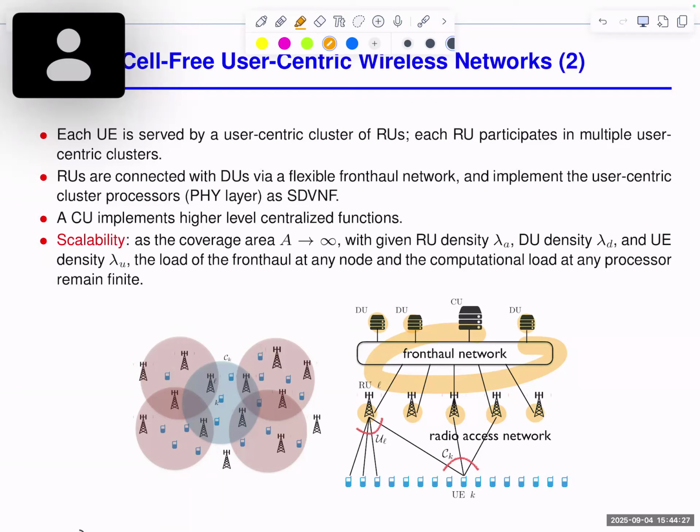A fundamental concept in this type of network is scalability, which is roughly defined in the following way. Imagine that we have an area A as a coverage area, and then we have a density of radio units, a density of decentralized units, and a density of user equipment. A network is scalable if, with constant density, as the area of the network extends to infinity, at no point in the network and no link in the fronthaul does the traffic or computation load explode to infinity. So there are no points of concentration.